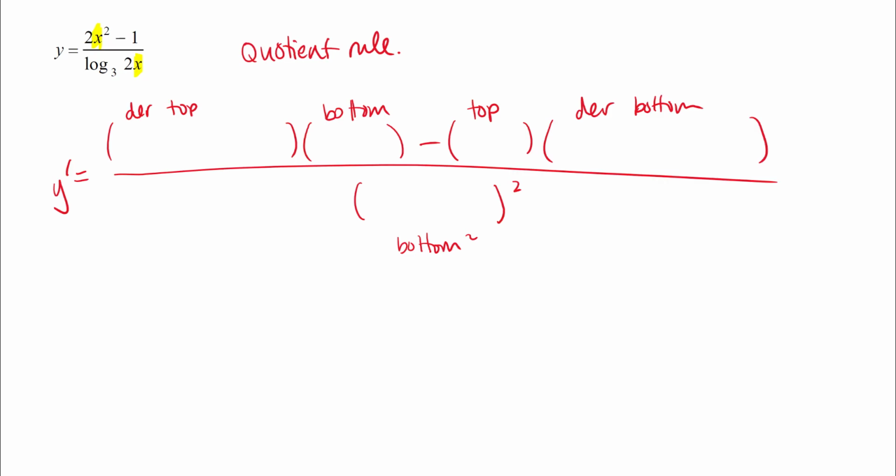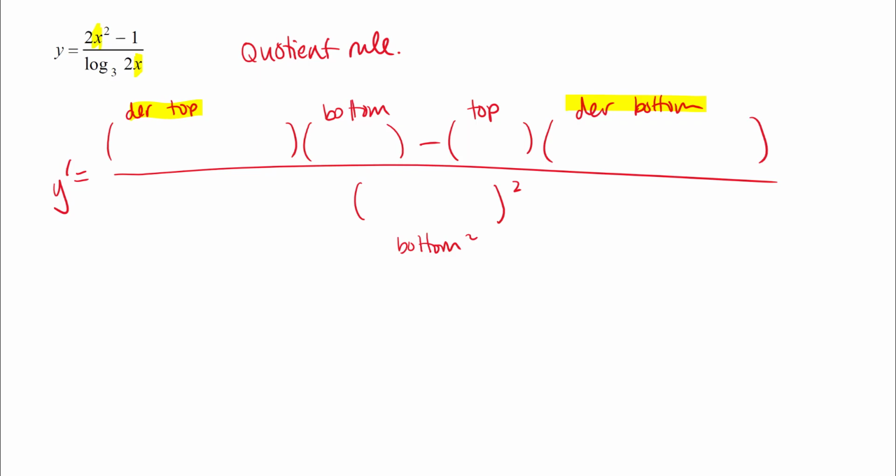So the places where I'm going to need to take the derivative of the top and the derivative of the bottom, I need to think through if there are any other additional rules I'm going to need to use on that. The derivative of the top, it's really just a polynomial, 2x squared minus 1, that's easy to take the derivative of, so that one's not complicated. The derivative of the bottom, I have a rule for a logarithm.